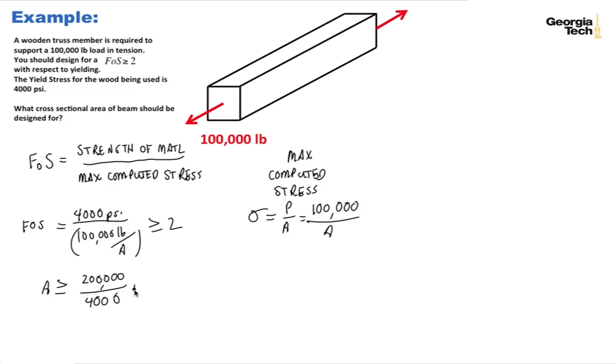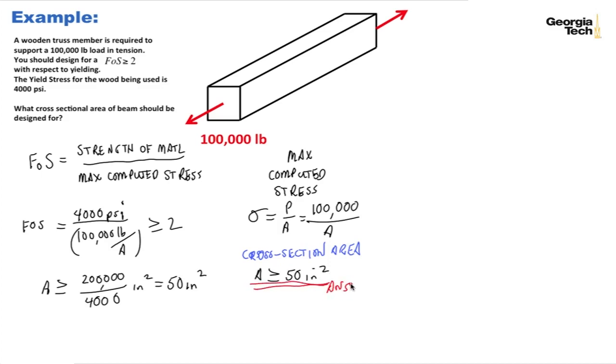And this is going to be inches squared because the pounds and the pounds cancel from the numerator and the denominator. And that ends up being 50 inches squared. And so the cross-sectional area then that's required has got to be 50 inches squared or greater. So A has to be greater than or equal to 50 inches squared.